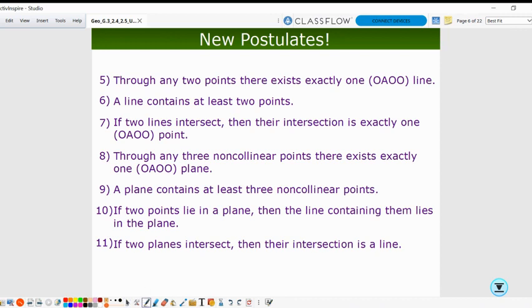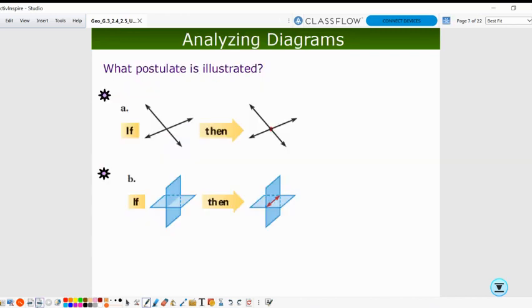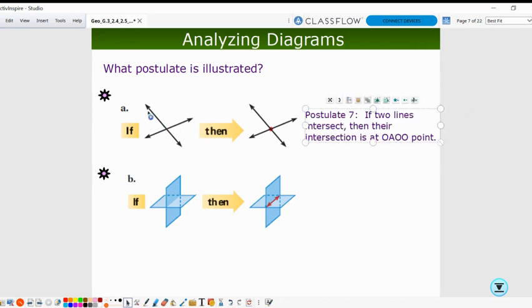Now, a lot of these sort of sound like they're saying the same thing, but it's about what comes first, what comes second. So as we take a look at our drawings, we have what postulate is illustrated. If it looks like 2 lines intersect, then 2 lines intersect at a point. That was postulate number 7. If 2 lines intersect, then their intersection is at one and only one point.